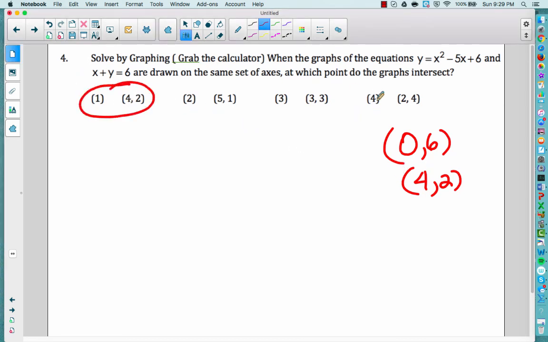But be really careful, because look, 2, 4 is an answer as well. And it's tricky because some of you may look too fast and pick 2, 4. So you just really want to be careful on these. All right, guys, so that was systems of quadratic linear systems.